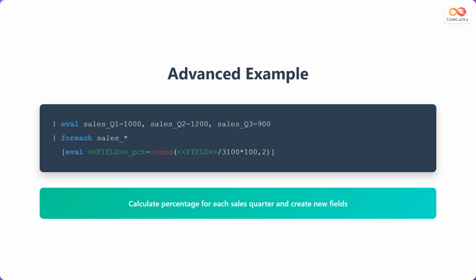This advanced example demonstrates more complex usage of the foreach command. We start by creating 3 sales fields representing quarterly data: sales_Q1 with 1000, sales_Q2 with 1200, and sales_Q3 with 900. The foreach command targets all fields matching sales_*. The eval expression calculates what percentage each quarter represents of the total sales, which is 3,100. We use the round function to limit the result to 2 decimal places and create new fields with _PCT suffix. This shows how foreach can be used for data analysis tasks like calculating percentages across multiple related fields.